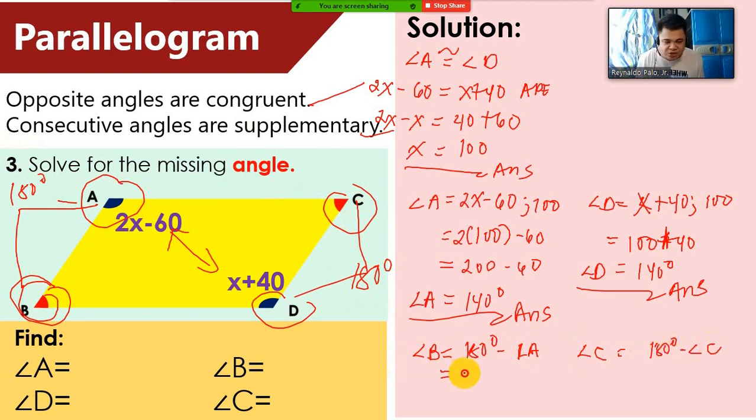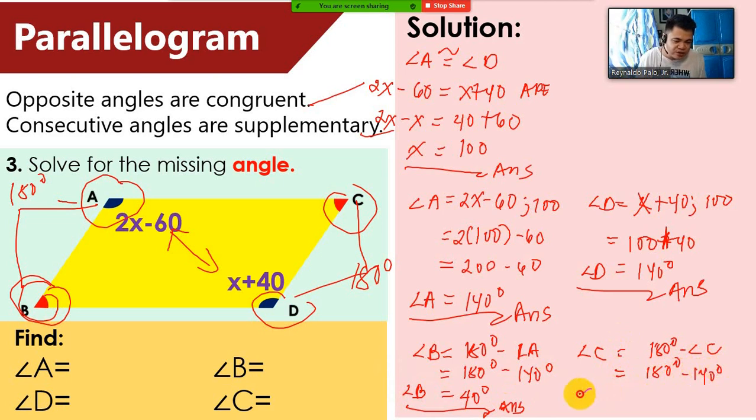So substitute the values. 180 degrees minus angle A, which we got already, 140 degrees. Therefore, angle B is equal to 40 degrees. So that's the other answer. They must be the same because opposite angles are congruent. But let's see. 180 degrees, the measurement of angle C is also 140 degrees. So after subtracting, you will be getting 40 degrees. So they are congruent.